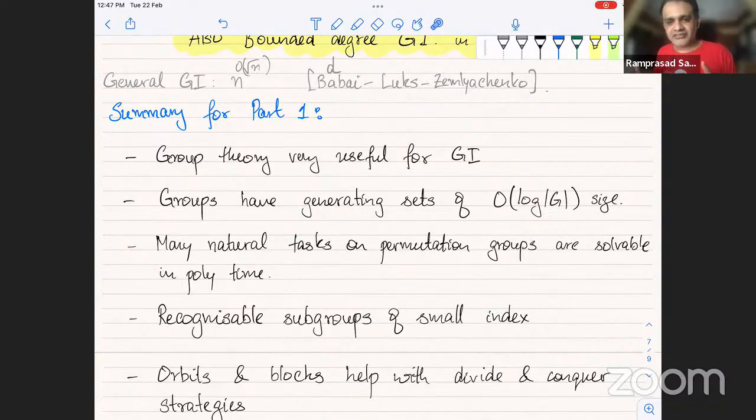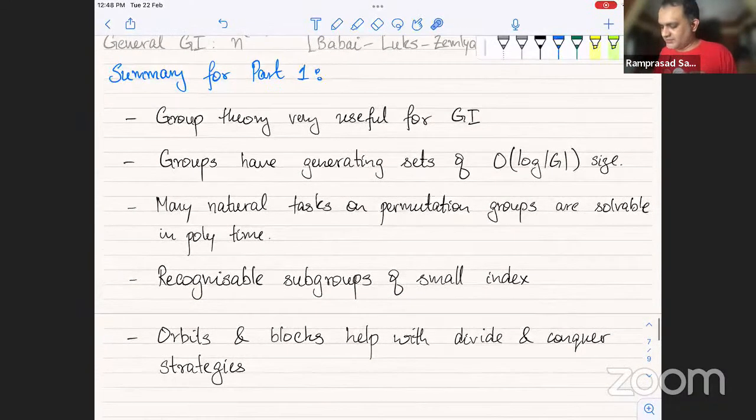On the face of it, the membership algorithm seems like a rather tough thing to ask when your group is so large, but we saw that membership, etc., is something that we can solve in polynomial time. And we use Schreier's lemma again and again whenever you are working with some sort of recognizable subgroups of small index. And in the last lecture, we basically saw orbits and blocks, etc., with some divide and conquer strategy. So this concludes part 1.